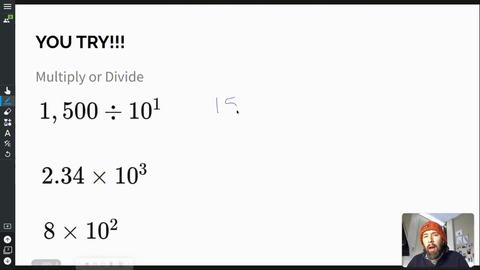All right. 1,500, so 1500. My decimal should be there. I'm dividing it by 10 to the first, so let's move to the left 1, put a new decimal there, so that's 150.0. I don't need 0.0, so that's 150. Bada bing.